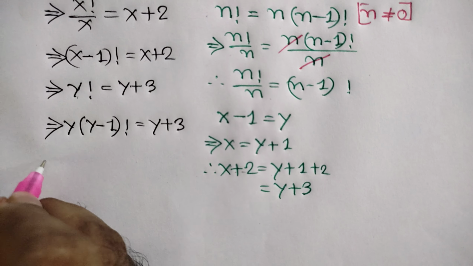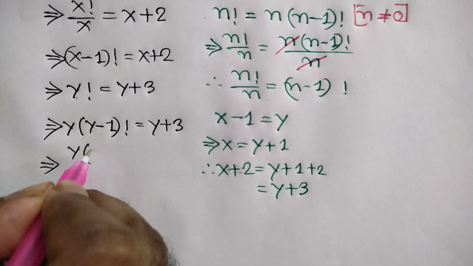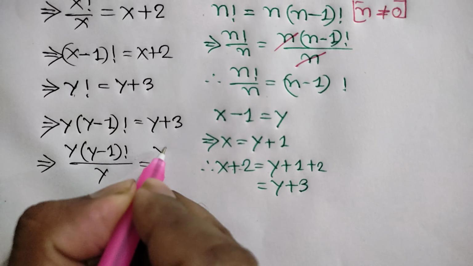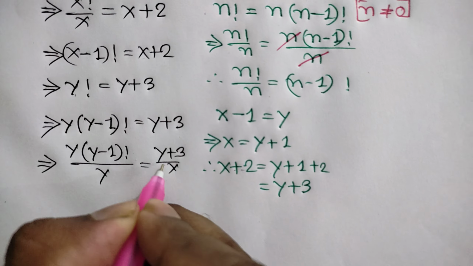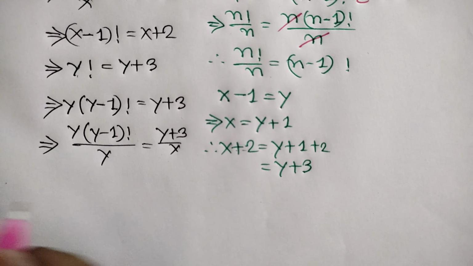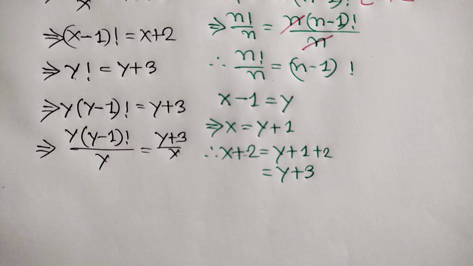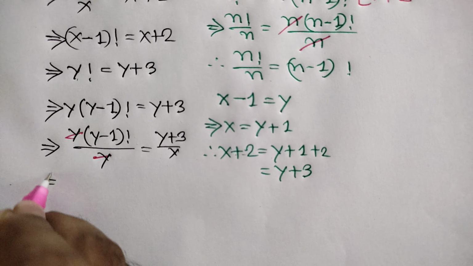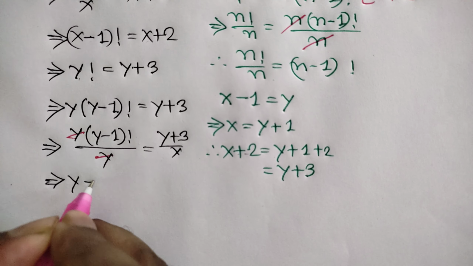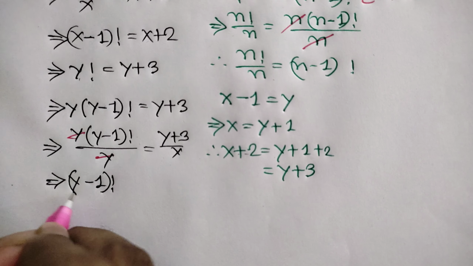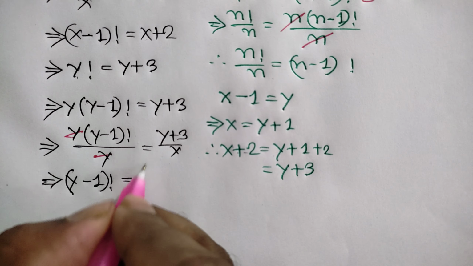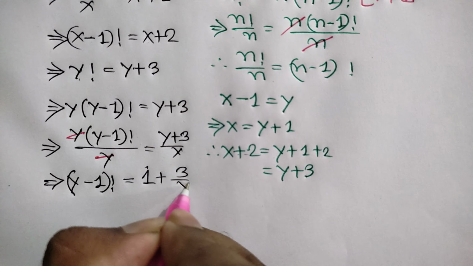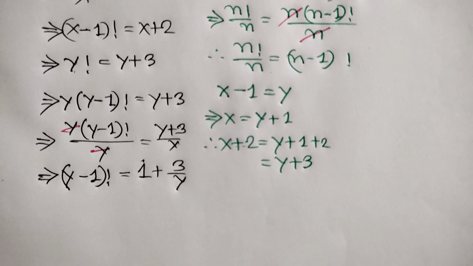Now divide both sides by y, we can write y times y minus 1 factorial over y is equal to y plus 3 over y. Here y is not equal to 0. Now this y cancels out this y, so we will get y minus 1 factorial is equal to y over y is 1 plus 3 over y.